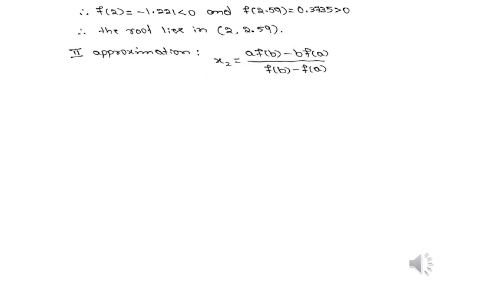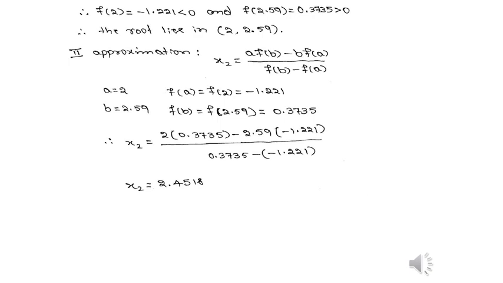The x2 formula is this, where A is this, B is 2.59, f of B. What is f of B? F of B is here, and f of A. F of A is here. Substitute. We got the second approximation answer as 2.4518.